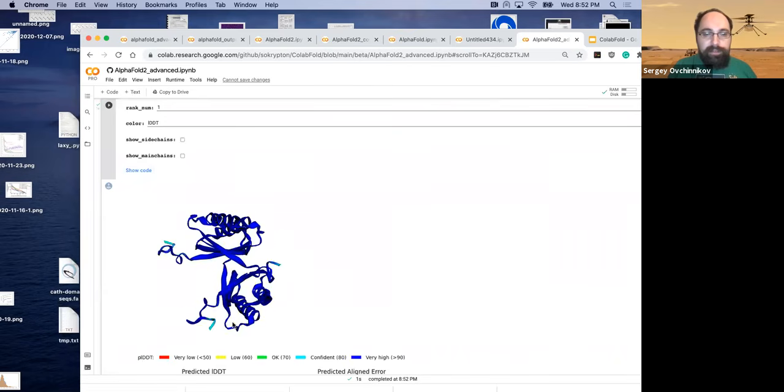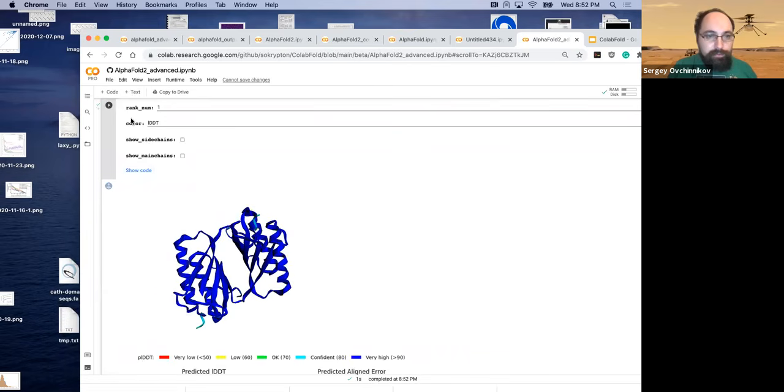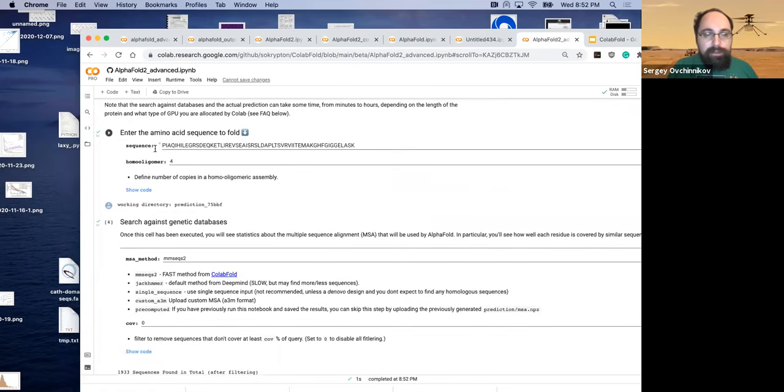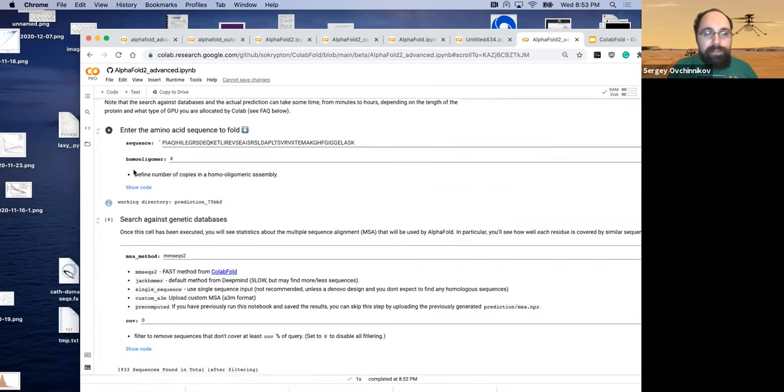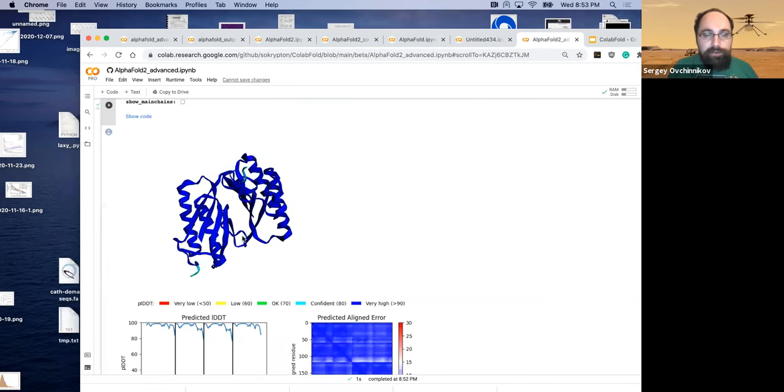This is the same thing that I showed you before. In this case, I think I told it that it's a homo oligomer with just 4 copies. And so here you can see it returned 4 copies.